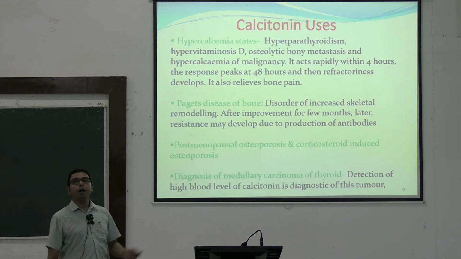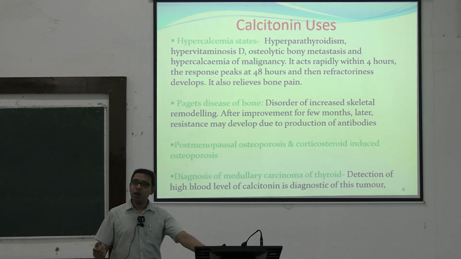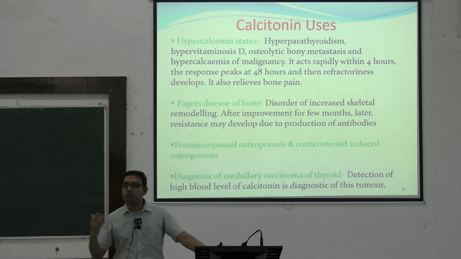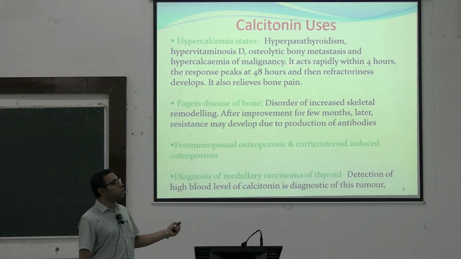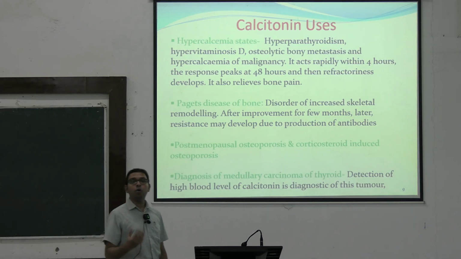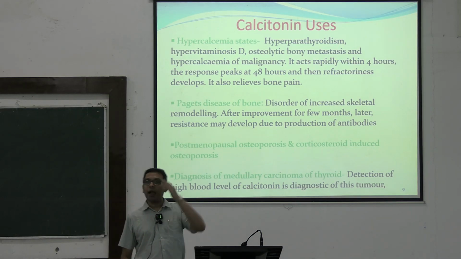If there is hypervitaminosis D, again as we have seen, from inadvertent use of vitamin D in excess of what we need, that will also lead to hypercalcemia. Osteolytic bone metastasis is the most common condition where we have to use calcitonin.